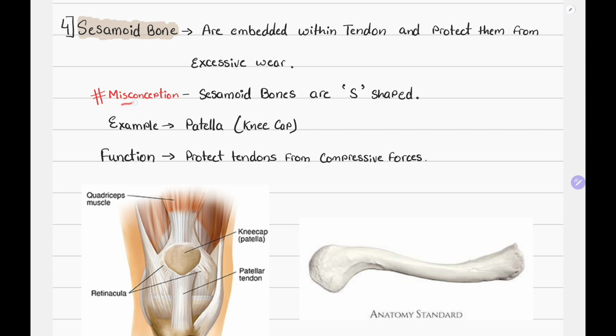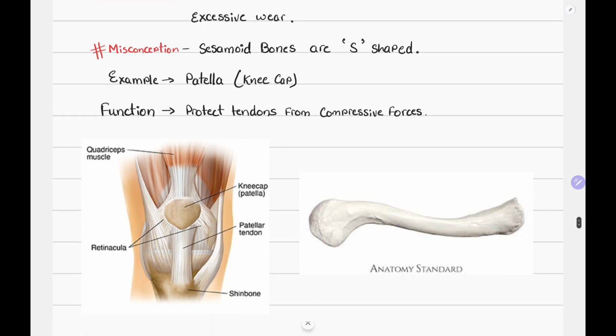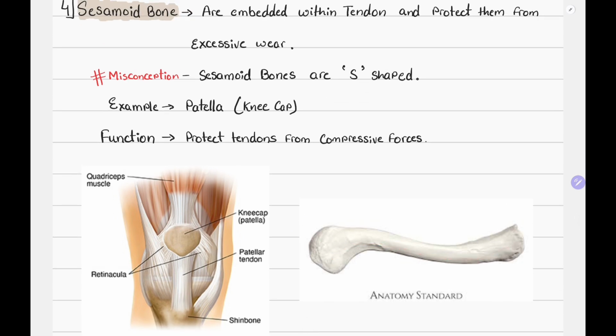Once again, there is a misconception regarding the sesamoid bone, that sesamoid bones are S-shaped. In some students, the misconception arises that sesamoid bones are S-shaped. So if somebody asks you, this is a clavicle, is the clavicle a sesamoid bone? You will straight away tell them that the clavicle is not a sesamoid bone. I've already told you the example. The patella is the kneecap, which is the sesamoid bone, and its function is to protect the tendon from compressive forces.